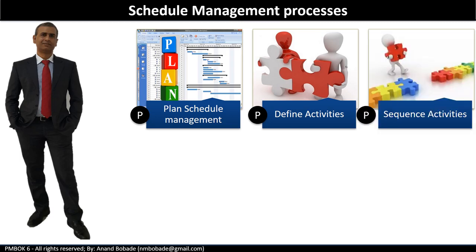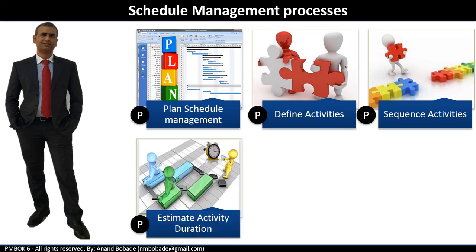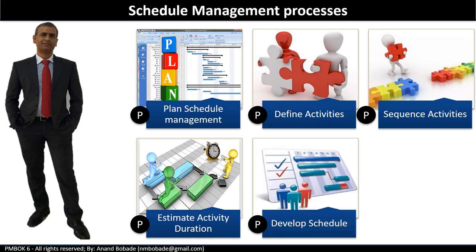Sequence activities, again under planning process group. It is the process of identifying and documenting relationship among the project activities. Estimate activity duration, again under planning process group. It is the process of estimating the number of work periods needed to complete individual activities. Develop schedule, planning process group. It is the process of analyzing activity sequences, duration, resource requirement and schedule constraint to create the project schedule model.